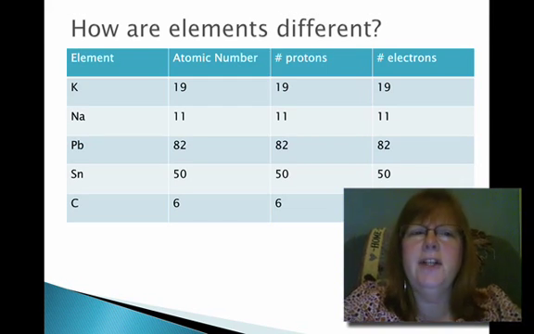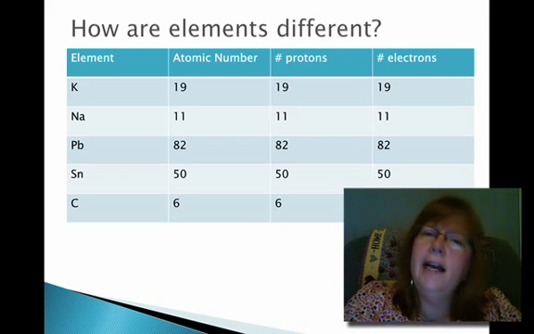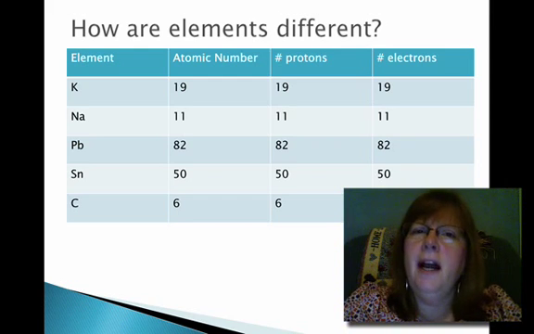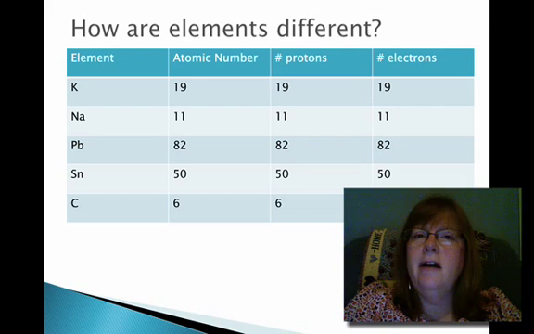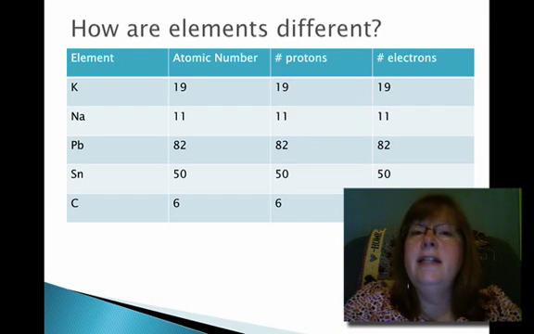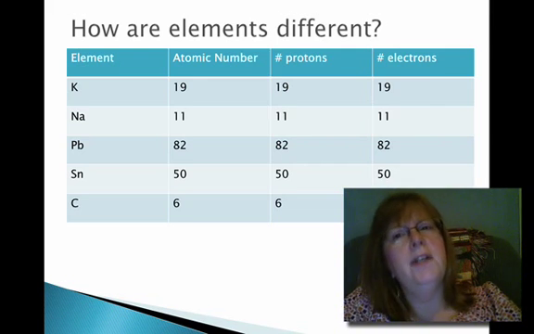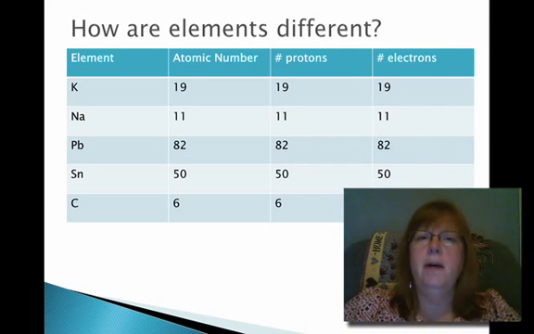Fill in the rest of your chart for sodium and lead and tin and carbon. Look on the periodic table. Find the atomic number. Write it down. And that is your number of protons. We're talking about neutral atoms here, so that will equal your number of electrons as well.